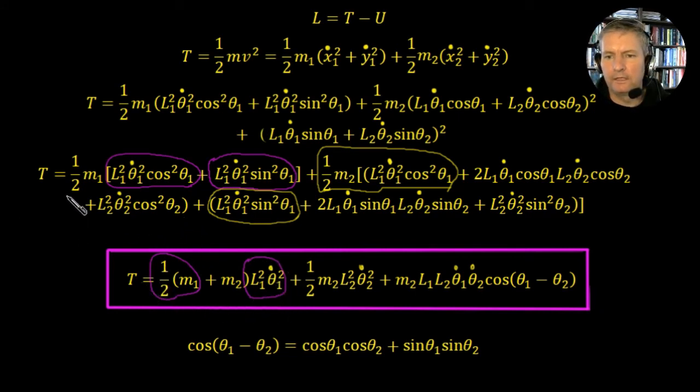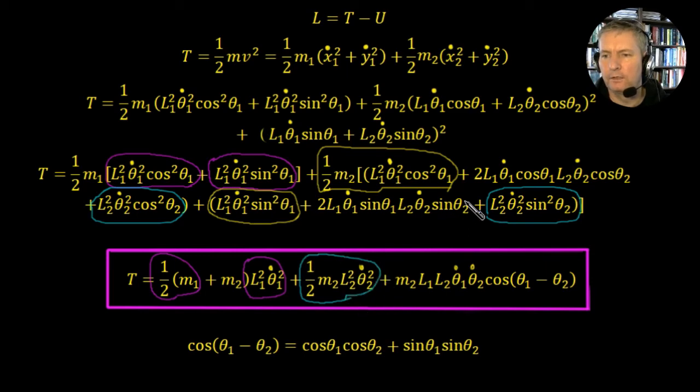So now if we take this term here and this term here, I'll put these in a different colour. So we're looking at this term and we're adding on this term here. We can see that both of these are multiplied by the half m2, and the sine squared theta 2 plus the cos squared theta 2 is just a value of 1. So you're just going to be left with our L2 squared theta 2 dot squared, and that's this term here multiplied by the half m2. So this is the blue term.